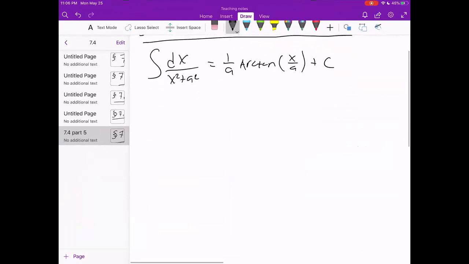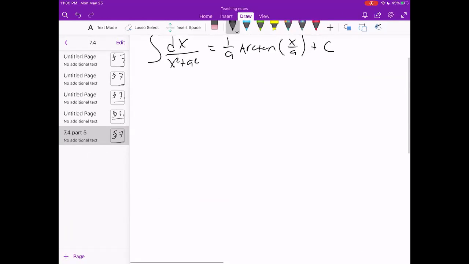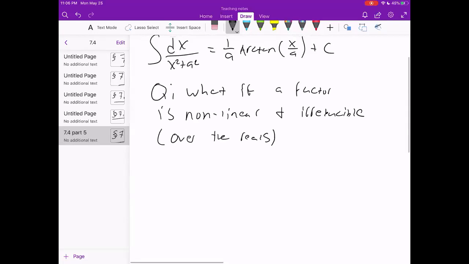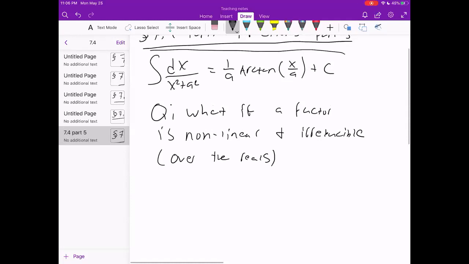So we're going to need that in this section, and the reason being, up until now, everything we've done has been linear factors. So they've always factored as like x plus a, to some power. So the question is, what if a factor is nonlinear and irreducible? I mean over the reals again. So that just means I can't use complex numbers here. So I'm going to box this because I want to make sure that I see it when I come looking for it again.